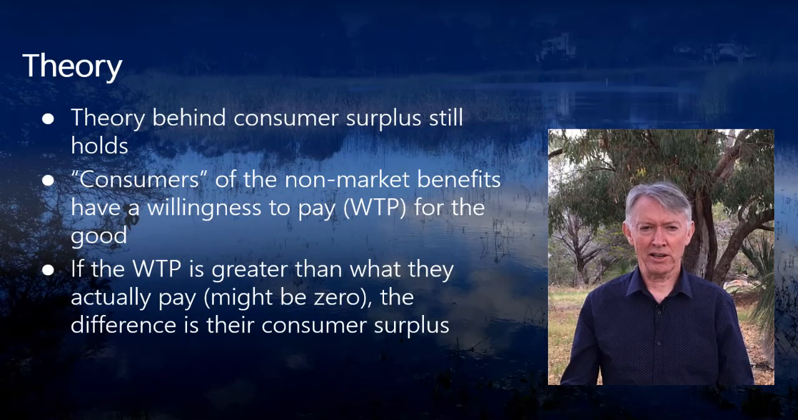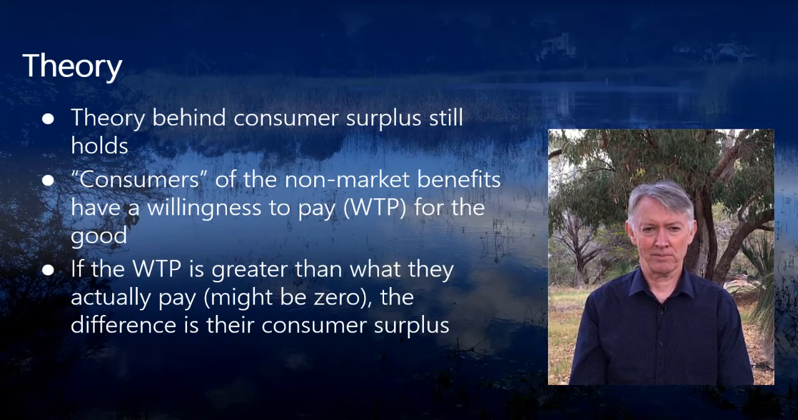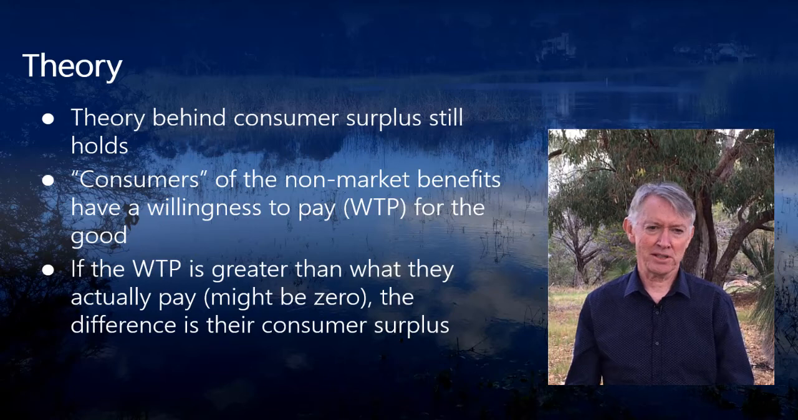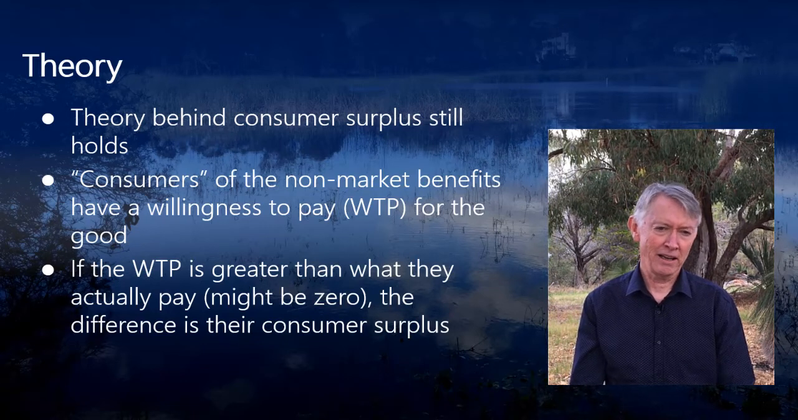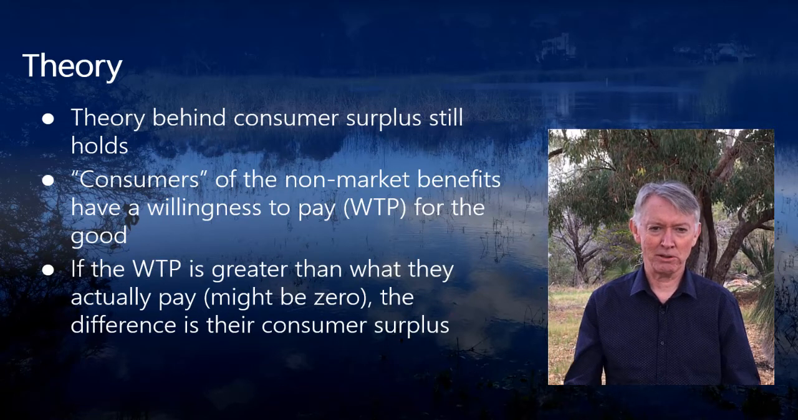The theory behind the estimation of consumer surplus that applied to market goods is also relevant to non-market goods. The consumers, in quotes, of non-market benefits have a willingness to pay for the good. And if the willingness to pay is greater than what they actually have to pay, which might be zero in the case of some environmental benefits, the difference is their consumer surplus, which is what we need to know to include in the benefit cost analysis.